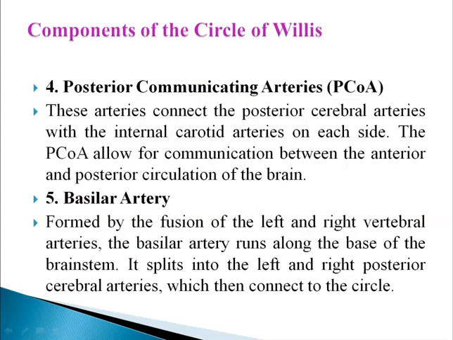The next one is the posterior communicating arteries. As I told you about the anterior communicating artery which connects the anterior cerebral arteries, these posterior communicating arteries connect the posterior cerebral arteries. So it's a communication between the anterior and the posterior circulation of the brain. The basilar artery, which has been formed by the fusion of the left and right vertebral arteries, runs along the brainstem. It splits up into the left and right posterior cerebral arteries, which thereby connect to the circle.